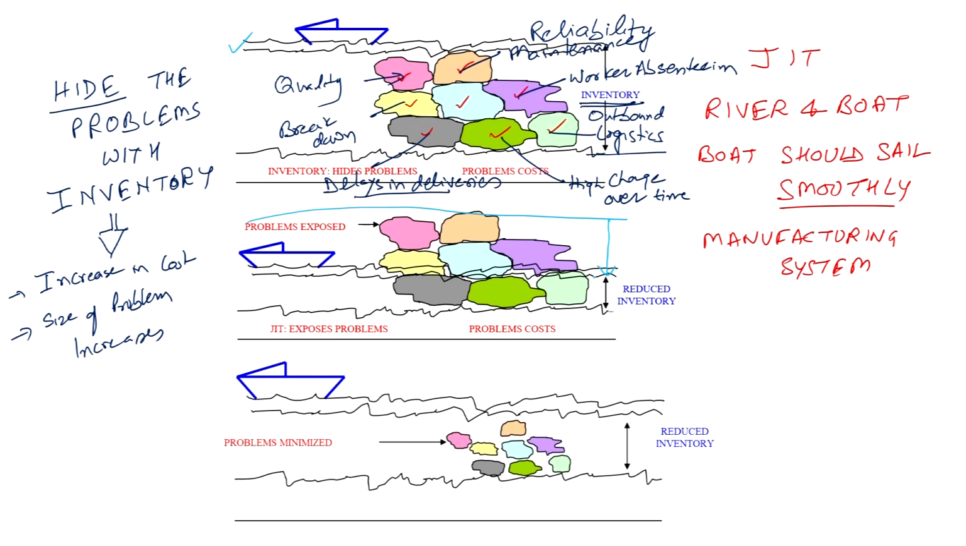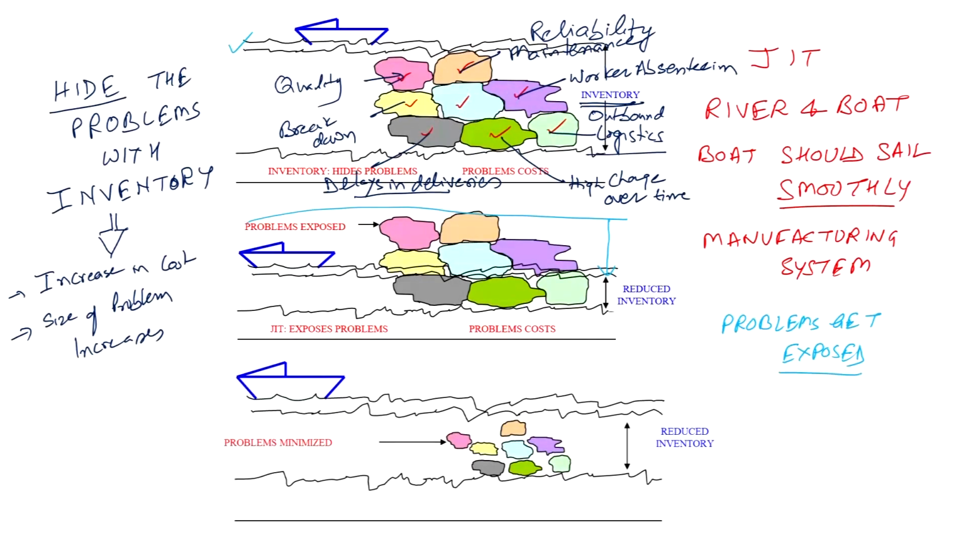Now, what will happen if you reduce the inventory in the system? Problems get exposed. If there is less water in the river, what will you do? You will get out of the boat and remove those rocks. In the same way here, maybe temporarily we are reducing our productivity and we try to solve the problem.